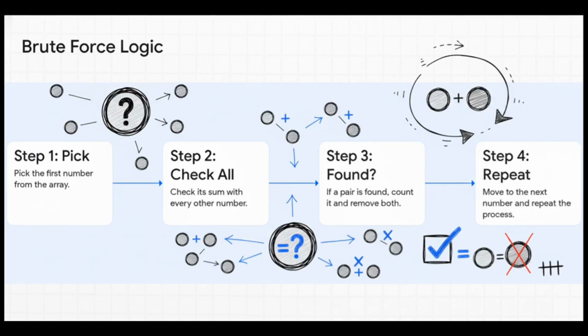So the logic goes something like this. You take the first number, 1. Then you check it against all the others. Does 1 plus 2 equal our target of 5? Nope. How about 1 plus 3? Still no. Okay, 1 plus 4? Yes, we found one. So you count it, you remove both of those numbers, and then you start the entire process all over again with whatever's left in the list.